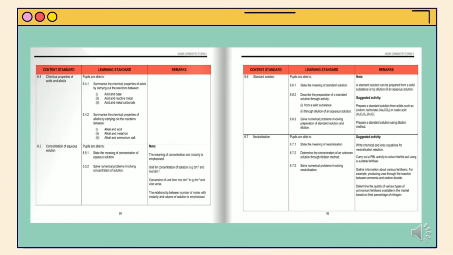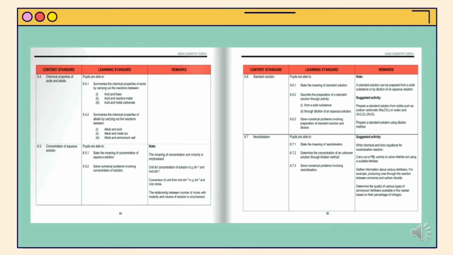So continued with 6.4, 6.5, 6.6 and 6.7. For 6.4, chemical properties of acids and alkalis, the learning standards, there are two: summarize the chemical properties of acids by carrying out the reactions between acid and base, acid and reactive metal, acid and metal carbonate. And 6.4.2, summarize the chemical properties of alkalis by carrying out the reactions between alkali and acid, alkali and metal ion, alkali and ammonium salt.